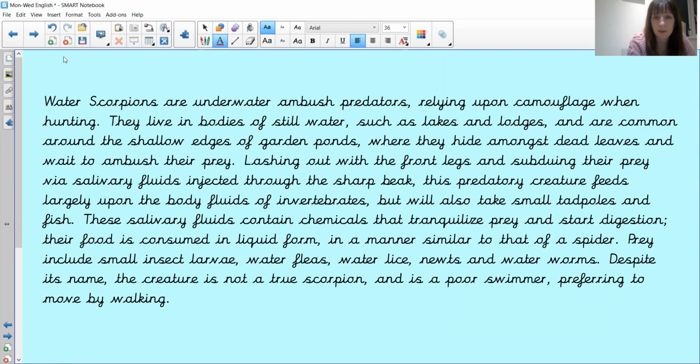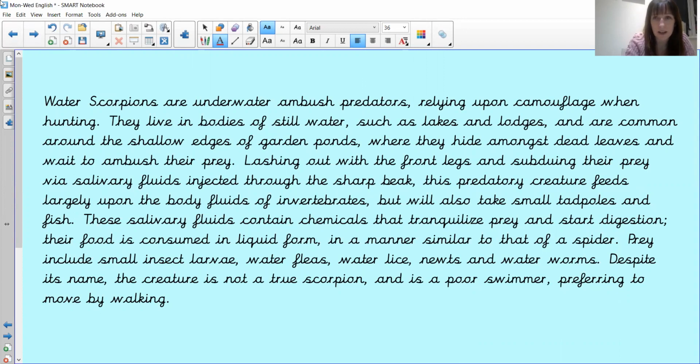These salivary fluids contain chemicals that tranquilize prey and start digestion. Their food is consumed in liquid form in a manner similar to that of a spider. Prey include small insect larvae, water fleas, water lice, newts, and water worms. Despite its name, the creature is not a true scorpion and is a poor swimmer, preferring to move by walking.